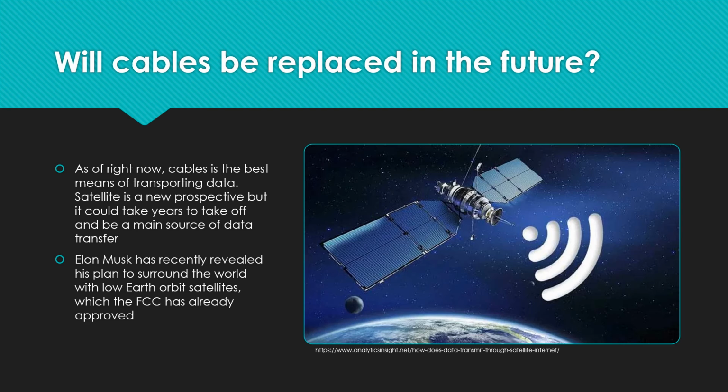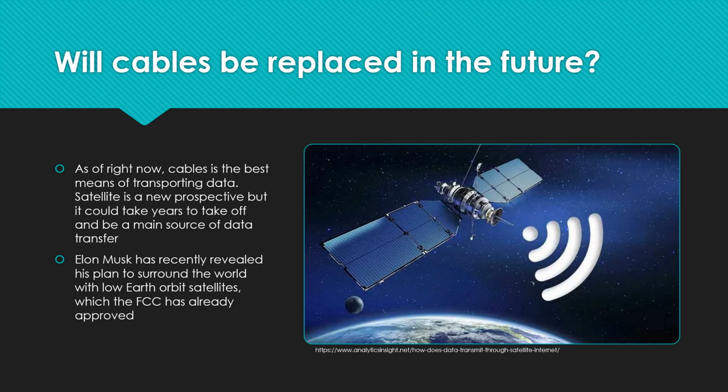So could these cables ever be replaced in the future? Undersea cables have dominated the network industry for over 150 years, so I'm not sure if they're going to be easily replaced. However, it is speculated that satellites could be the next big thing. Elon Musk has revealed his plan to surround the world with low Earth orbit satellites called Starlink. This is going to bring satellite broadband internet service to the world. The FCC has already authorized SpaceX to fly 12,000 satellites and could go upwards to 30,000. So it would seem that the FCC is on board with rebuilding the internet in space.